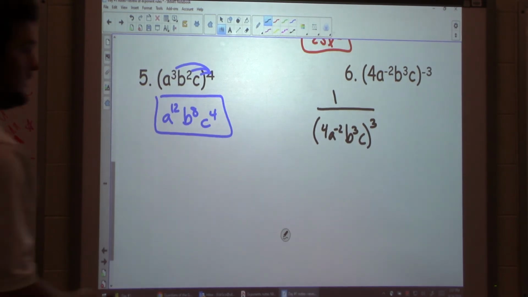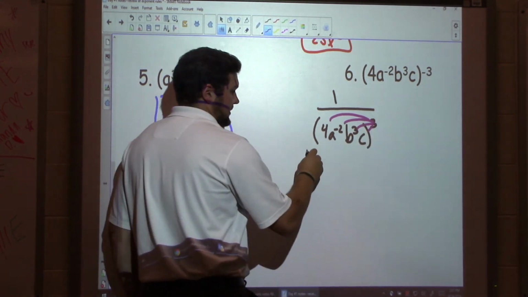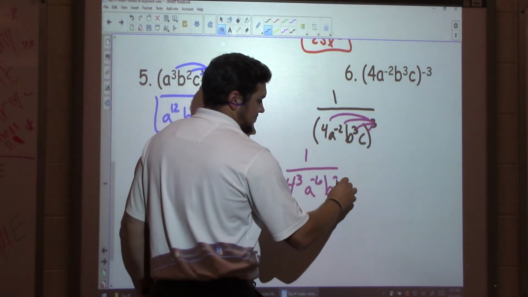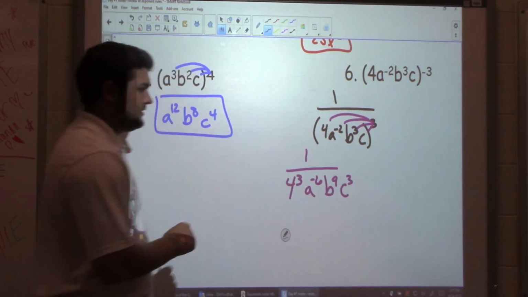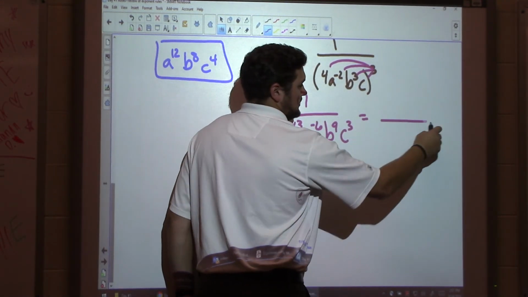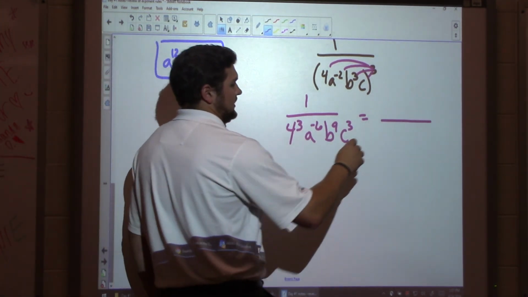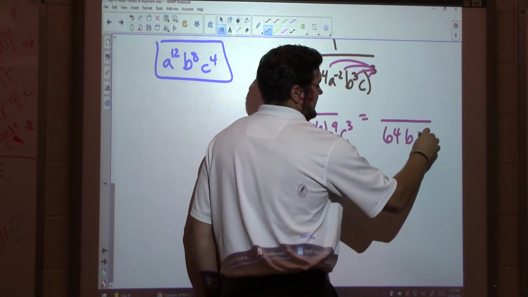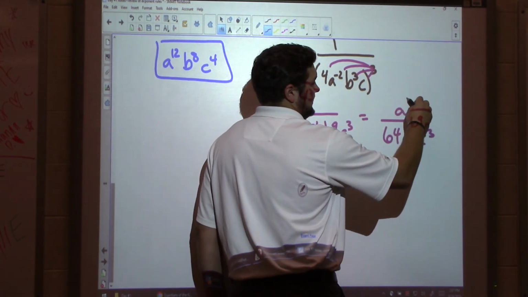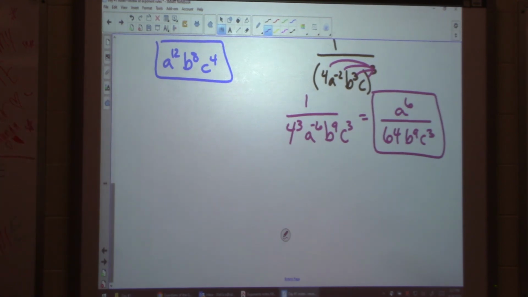Okay? So, take your 3, bring it to all of our pieces and multiply them. 1 over 4 cubed, a to the negative 6th, b to the 9th, c cubed. Well, what's 4 cubed? 64. B to the 9th, c cubed. I need to make sure I move that a to the negative 6th up to the numerator. And that should be my answer. Does that make sense?